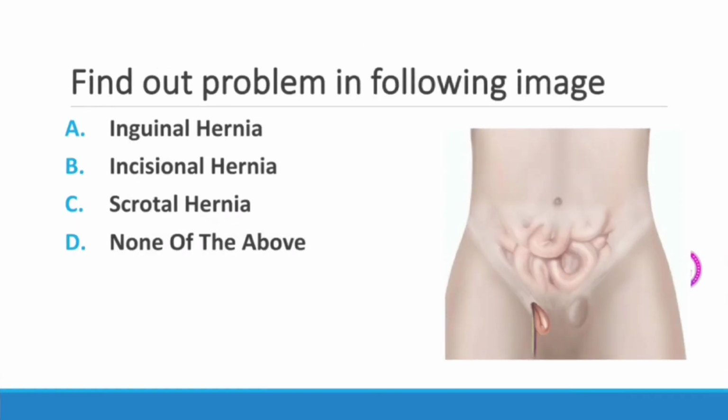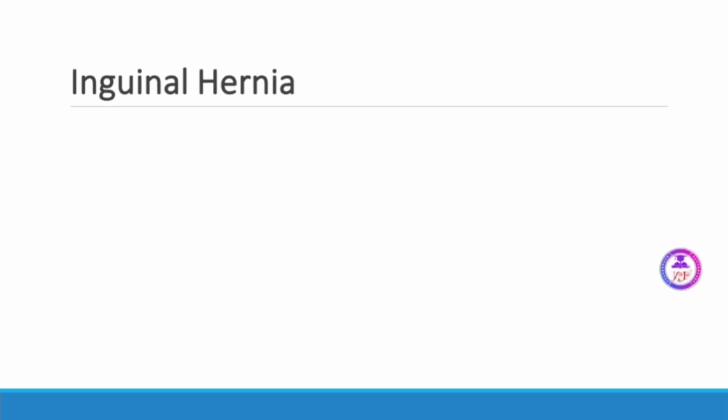Find out the problem in the following image. If you see this image, there is a protrusion of the abdominal content from the sac. So, we have to identify the problem. In which condition? Like inguinal hernia, incisional hernia, scrotal hernia, or none of the above. See, answer is inguinal hernia.